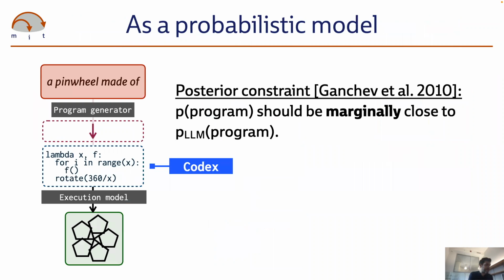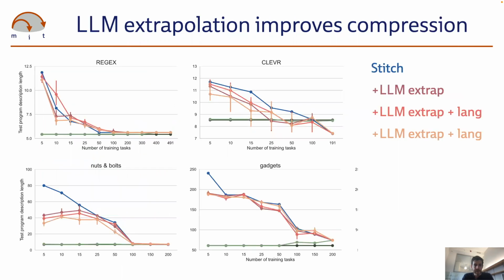And to think formally about what a language model might do in the generative model that we were looking at before, we can think of it as giving us a posterior constraint on the full set of programs that we're finding here. We keep the generative model from before, but make it so that the set of programs you sample from it looks marginally like the kinds of programs your language model would write.